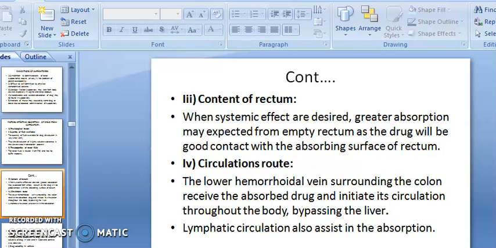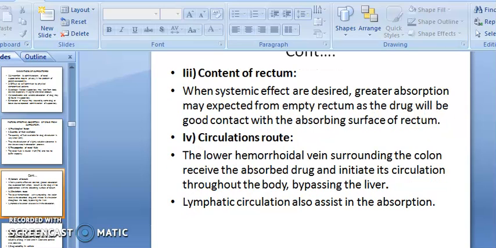Then, content of the rectum. When a systemic effect is desired, greater absorption may be expected from the empty rectum, as the drug will be in good contact with the absorbing surface of the rectum. If you insert the suppository in an empty rectum, it gives good absorption. An empty rectum is available early in the morning or after passing stool. When your stool has passed, what is available after that is the empty rectum.